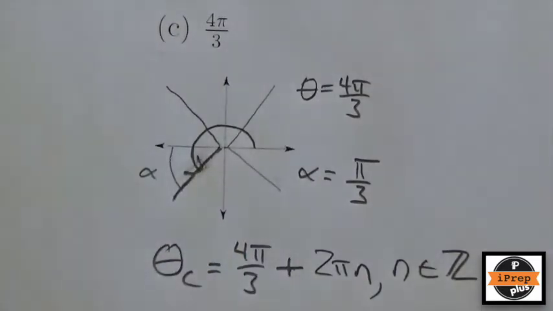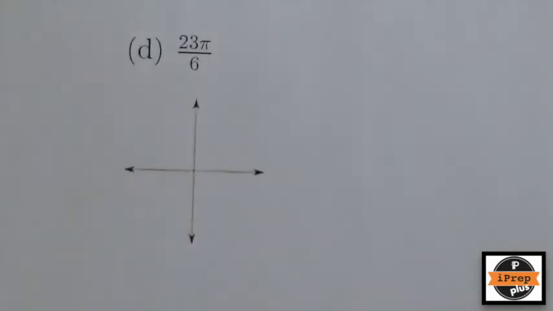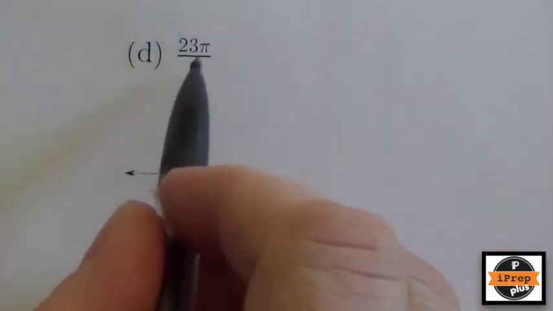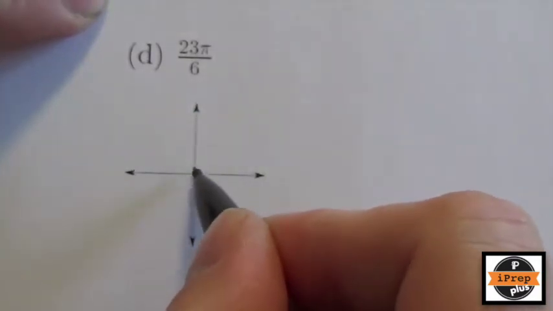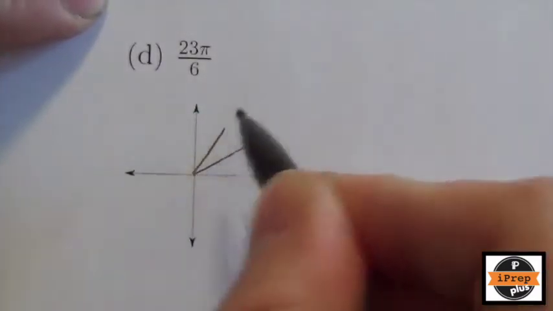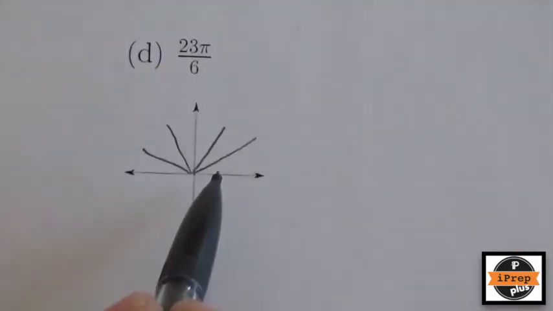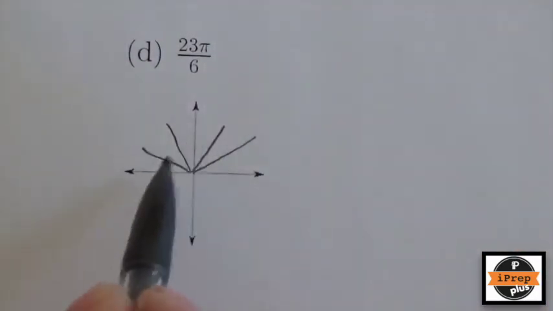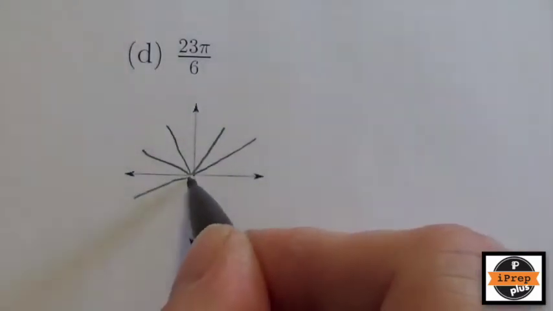Now, our last one here, 23 pi over 6. Okay, well, I am going to be chopping up pi into sixths. So that means it looks something like this. I've chopped up the top half of the circle into sixths. I'm going to chop the bottom half into sixths.